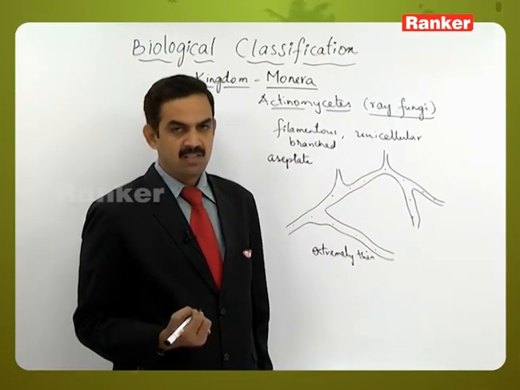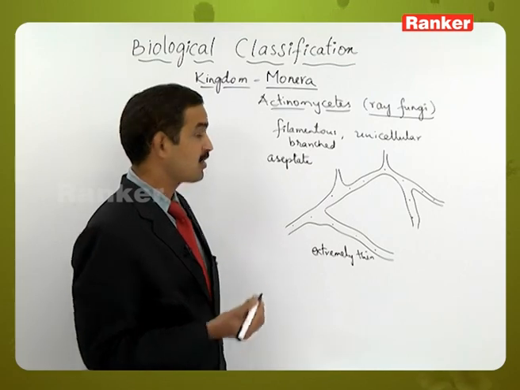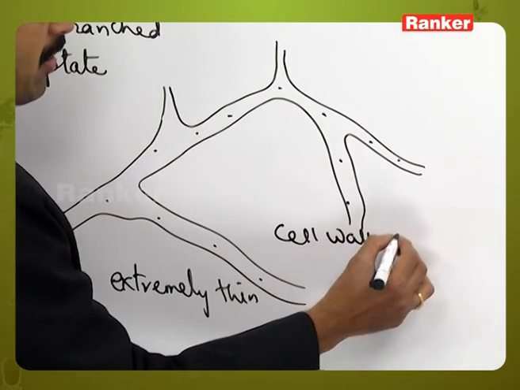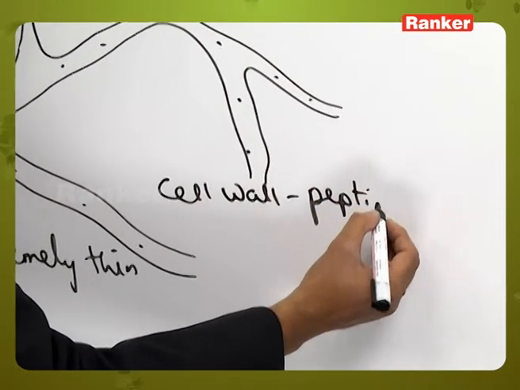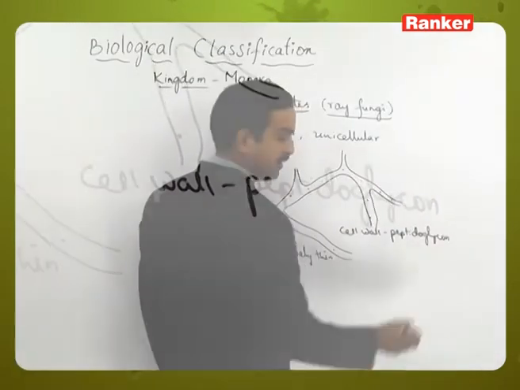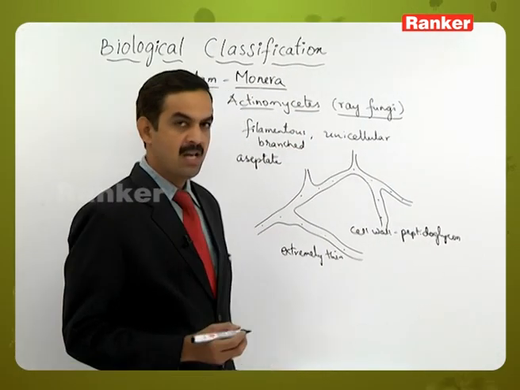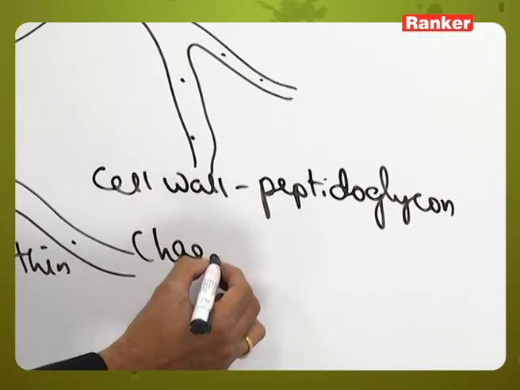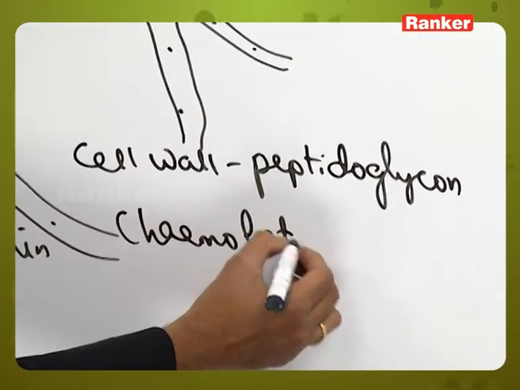Here they are generally prokaryotic because they belong to Monera, and the cell wall is present. This cell wall is generally made up of peptidoglycan, like that of normal bacterial membranes. And when it comes to nutrition, these are chemoheterotrophic.